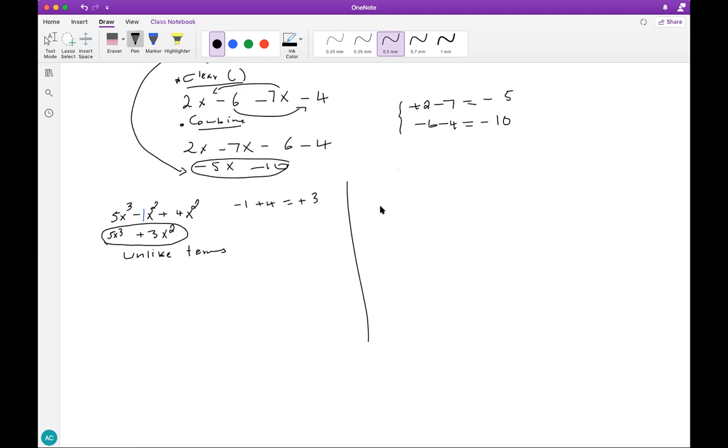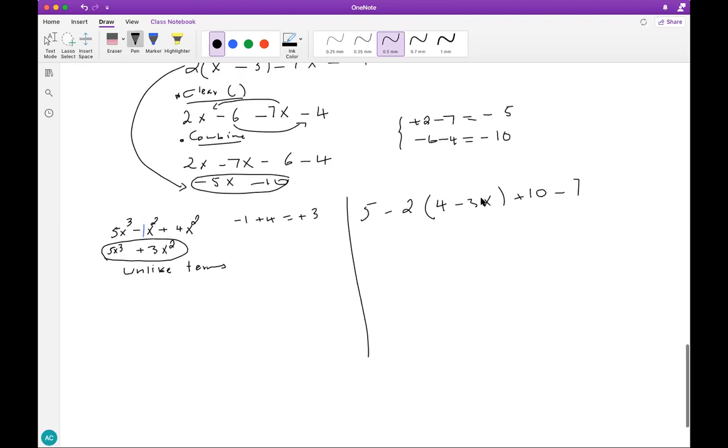Let's do another example here. Let's say maybe 5 minus 2 and 4 minus 3x. That's 10x. And maybe just this one, maybe negative 7. We're gonna have a long expression here. There's a lot to do.